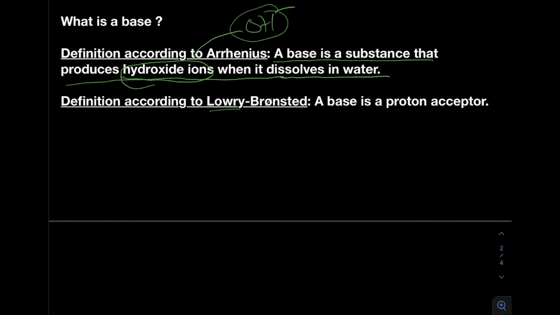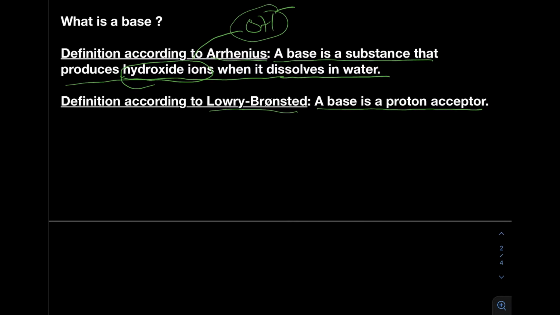Now, according to the Lowry Bronsted definition, a base is a proton acceptor. Remember, according to Lowry Bronsted, an acid, as we spoke about before, is a proton donor, but a base is a proton acceptor, and you must distinguish the two. According to Arrhenius, an acid was a substance that produces the hydrogen ion when dissolved in water, but a base is a substance that produces the hydroxide ion when dissolved in water. I hope you can differentiate the two.